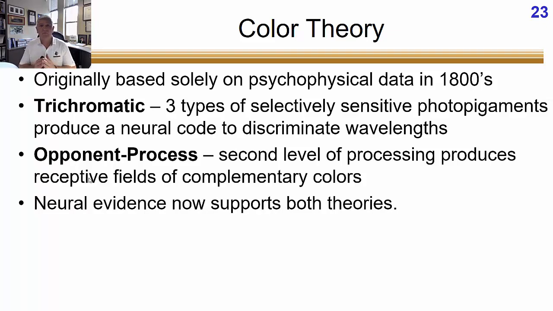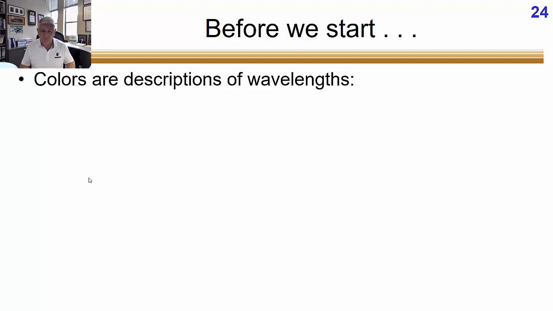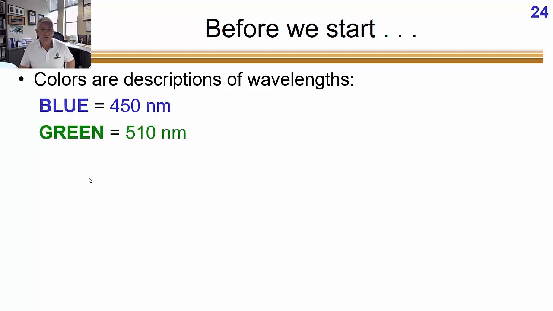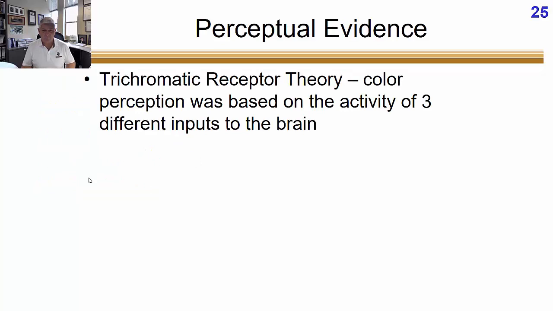Trichromatic at the level of the retina, the signals coming out of the cones, and opponent process. By the time we get to the LGN, the thalamus, we now have blue versus yellow and red versus green. And we'll talk about how all that happens. All right, so just before we start, let's go over our wavelengths of light so we can agree that we're going to call blue 450, green 510, yellow 580, and red 600.